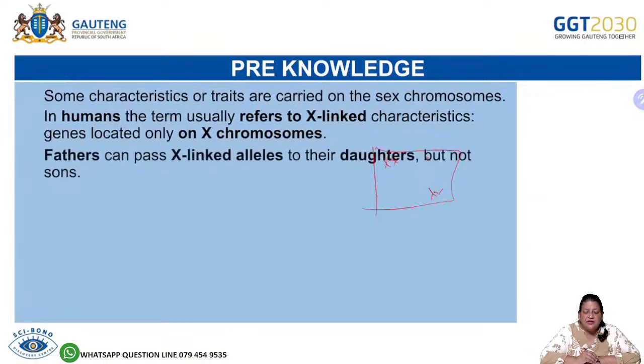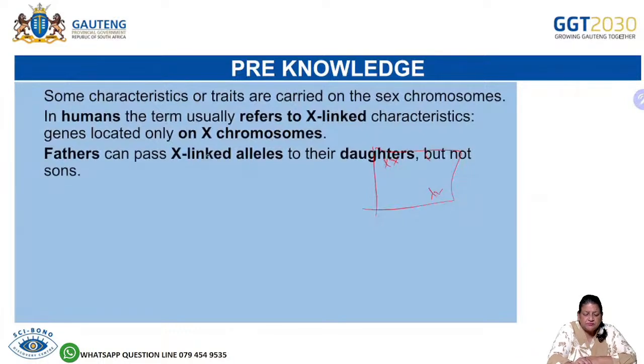Now a father, can you remember that a father is XY? He has the last pair as XY. So remember, every offspring gets one allele from the mother that comes from the ovum and one allele from the father that comes from the sperm cell, right? Let's say for example, for height. One comes from the mother, one comes from the father.